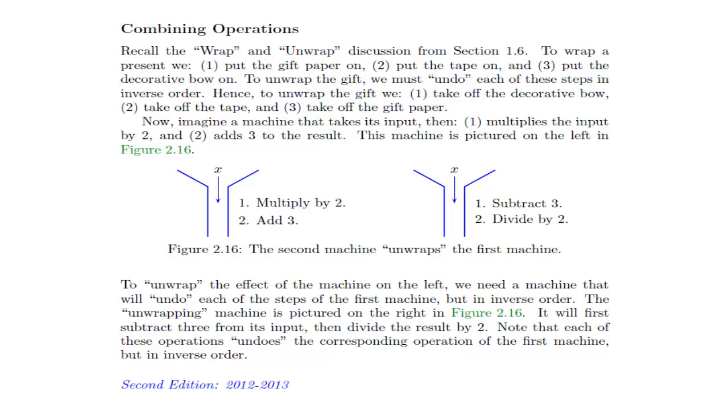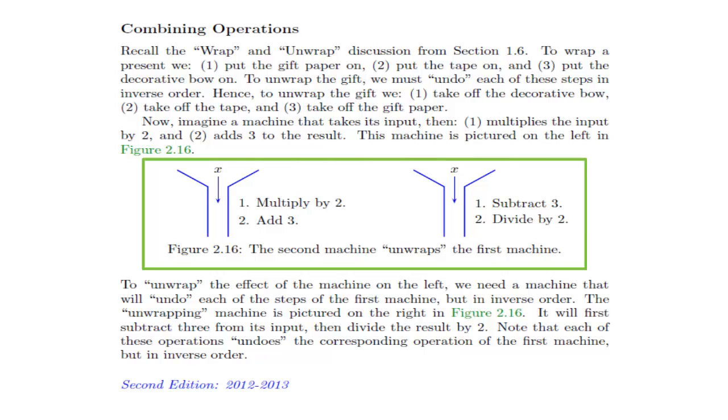Now imagine a machine that takes an input, then first multiplies the input by 2, and second adds 3 to the result. This machine is pictured on the left in figure 2.16. To unwrap the effect of the machine on the left, we need a machine that will undo each of the steps of the first machine, but in inverse order.